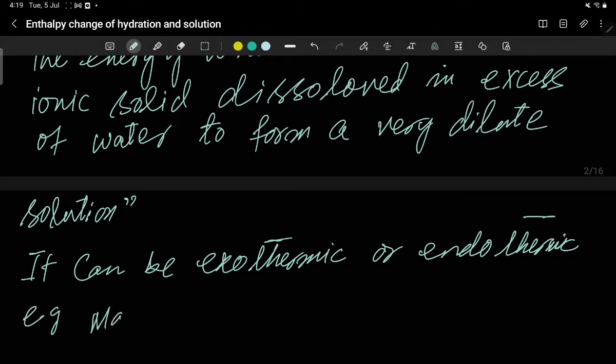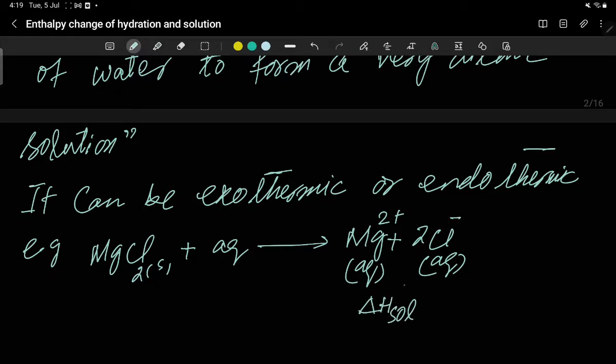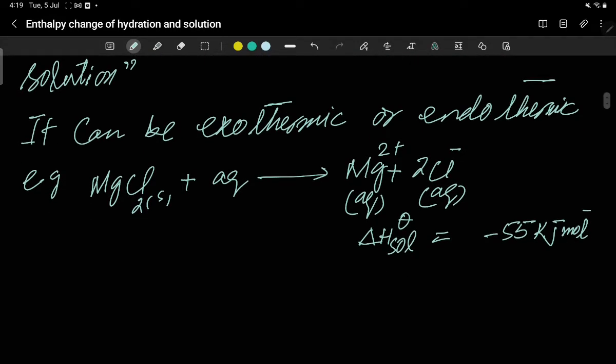For example, magnesium chloride solid plus water to form magnesium 2 plus aqueous ion plus 2 Cl minus aqueous ions, two chloride ions. And delta H solution for this reaction is, according to the data booklet, equal to minus 55 kilojoule mole inverse 1.